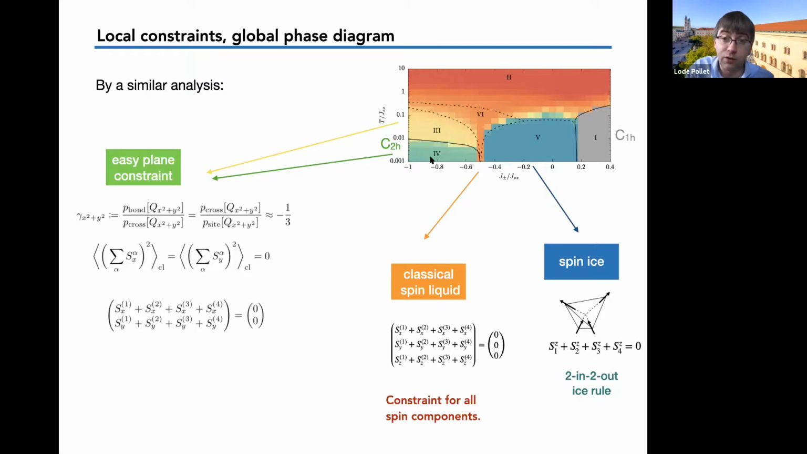So you will learn that phase 4 has symmetry C2H. You will see that 5 has spin ice constraint, namely in the z direction 2 spins point inwards and 2 outwards. So you will see that the sum of the 4 z components is 0 in phase 5. For phase 6 here, the classical Heisenberg model persisting up to 0 temperature, you get such a constraint for x, y, and z at the same time. And in 3 and 4, you get such a constraint just for x and y. And all of this can be learned. So also the fluctuating fields here of the biaxial nematic can also be learned.